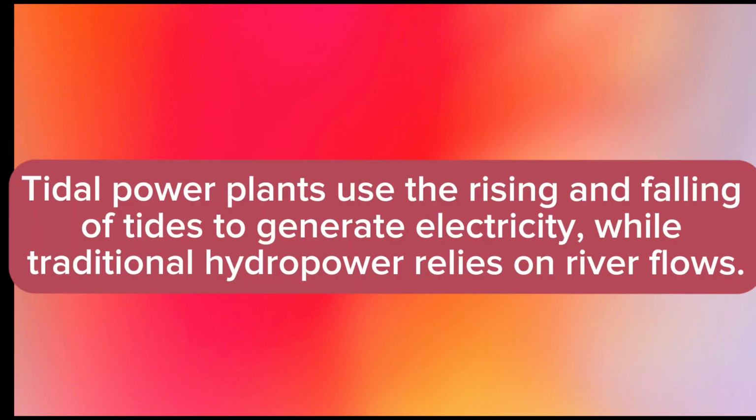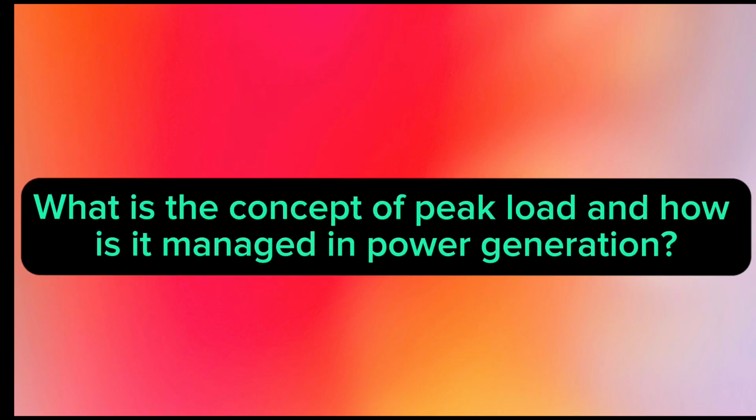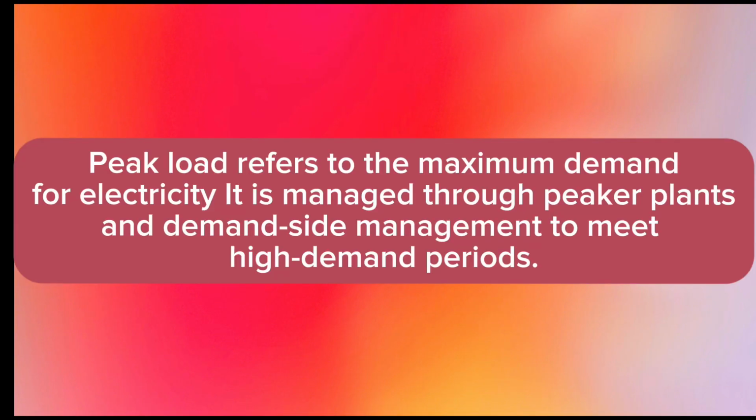How do tidal power plants differ from traditional hydropower plants? Tidal power plants use the rising and falling of tides to generate electricity, while traditional hydropower relies on river flows. What is the concept of peak load, and how is it managed in power generation? Peak load refers to the maximum demand for electricity. It is managed through peaker plants and demand-side management to meet high demand periods.